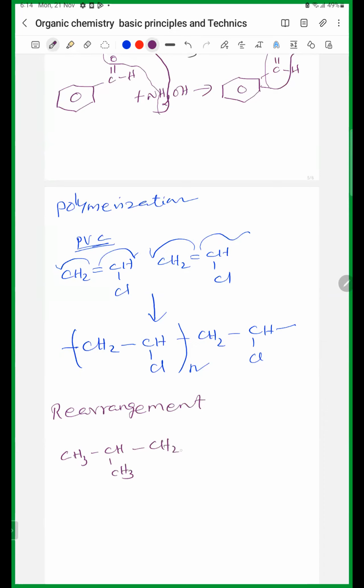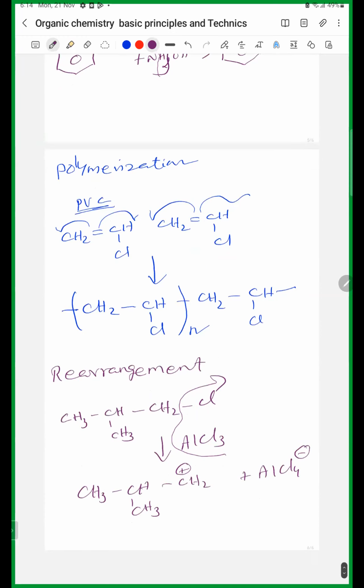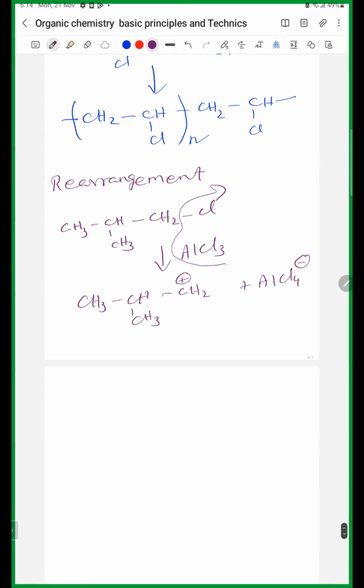For example, if the molecule has CH3, CH3, CH2, Cl, and you treat it with AlCl3, it will take the Cl minus. Then it will give CH3, CH3 and CH2 plus, AlCl4 minus. Now this is the primary carbocation. All of you know that the carbon which is attached to one carbon and two hydrogens is a primary carbocation. So this group gets migrated to give CH3, CH plus, CH2, CH3. Now the primary carbocation becomes a secondary carbocation, so this will be more stable than that.